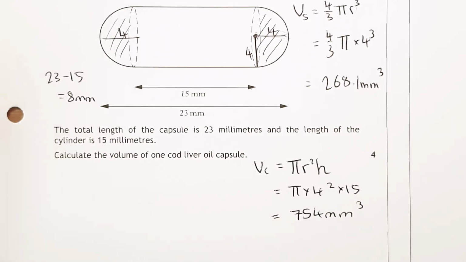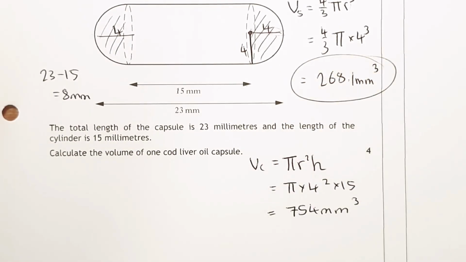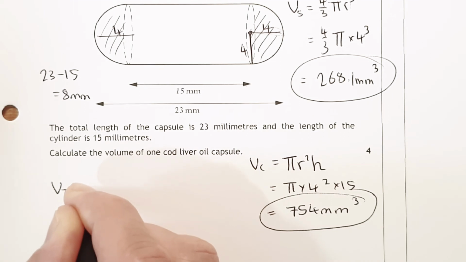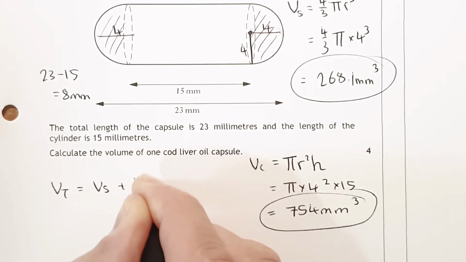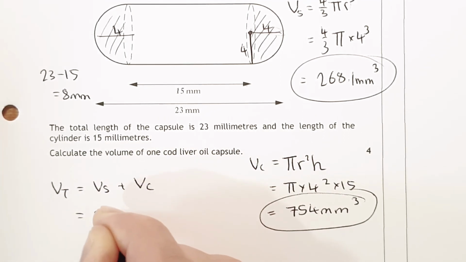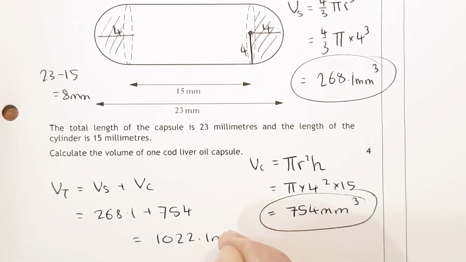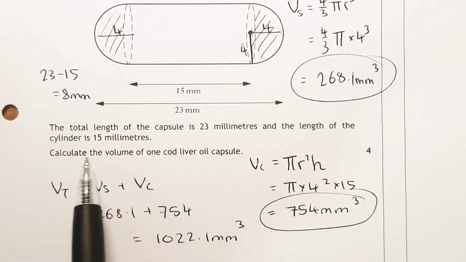So what we've got now, overall, 268.1 plus 754. So your total volume is the volume of the sphere plus the volume of the cylinder. So 268.1 plus 754, and that is 1022.1 cubic millimeters.